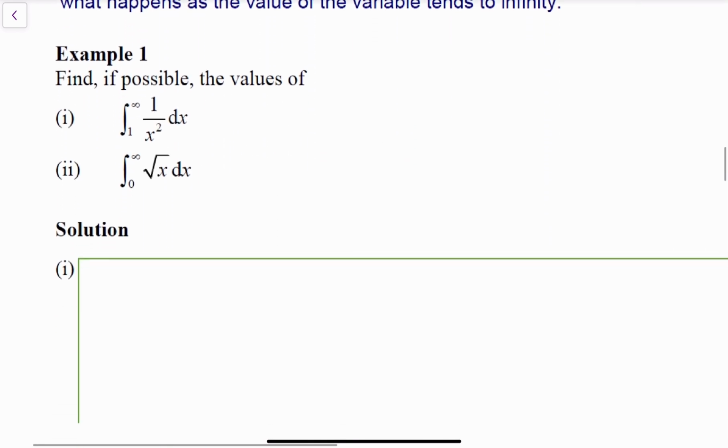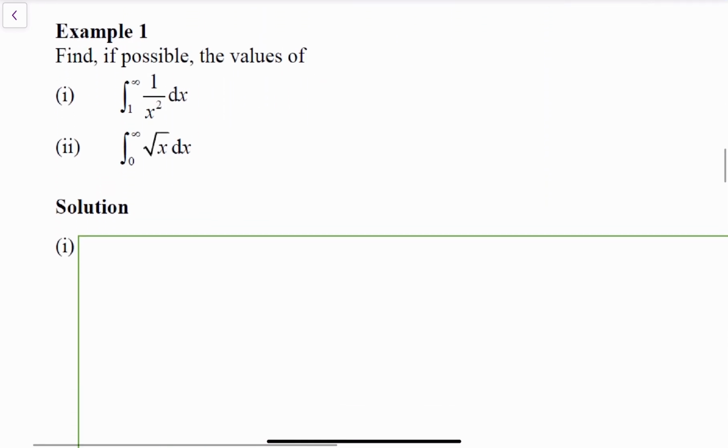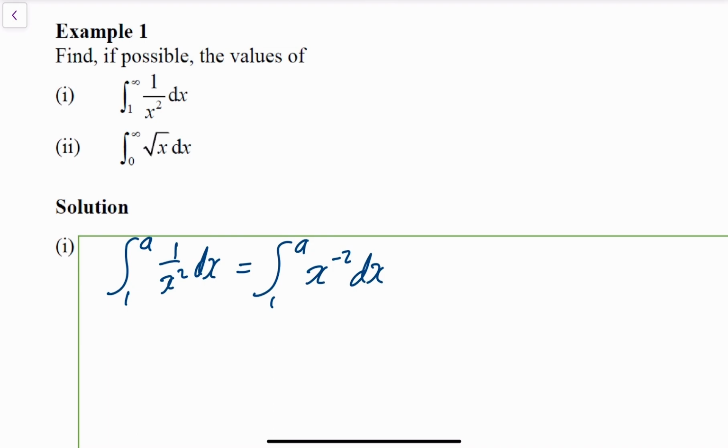Okay, so the first example says, find the possible values of, and the first one is the integral from 1 to infinity of 1 over x squared. So to do this, we're going to replace your infinity sign by just a, and then integrate and see what happens. First of all, I can't integrate this at the minute because it's not in index form, so rewrite it in index form as this.